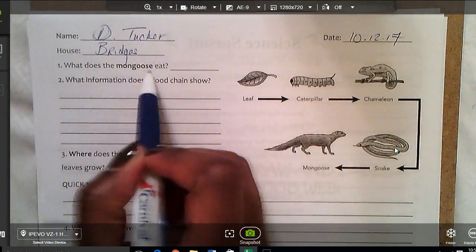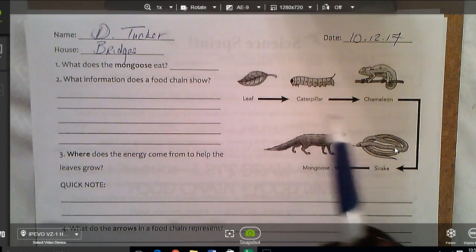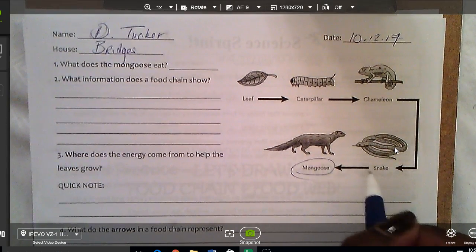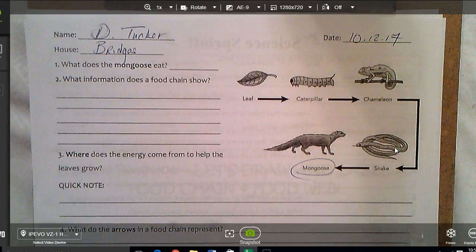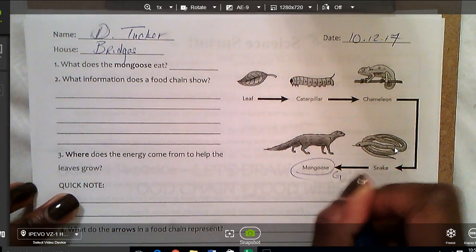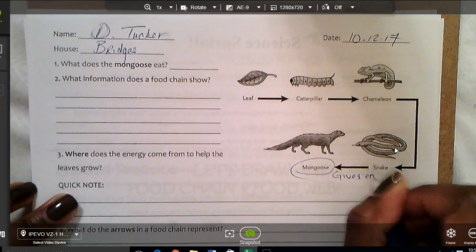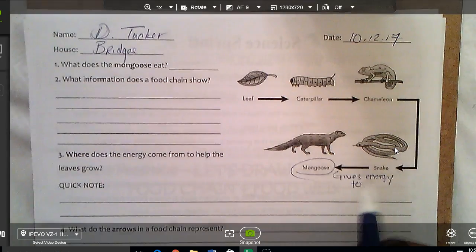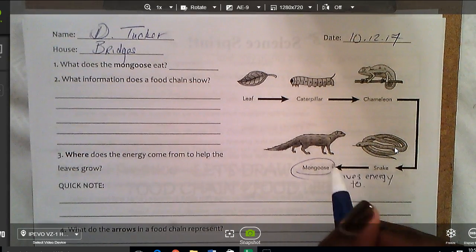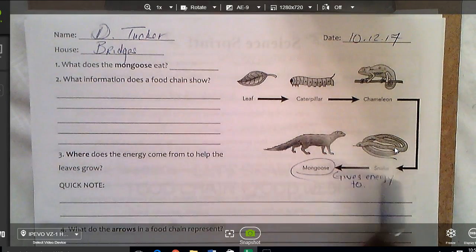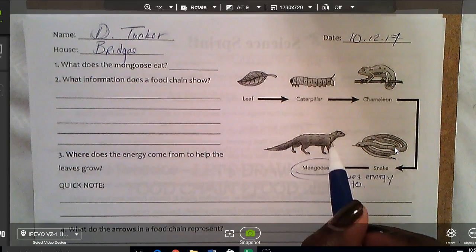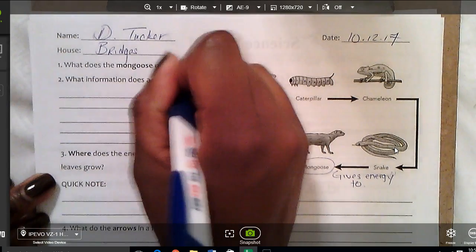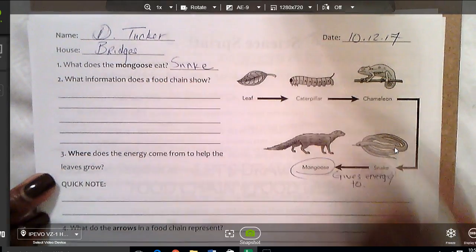Let's take a look at number 1. It says, what does the mongoose eat? If we look at our food chain, I'm going to find the mongoose. Here it is. I see that there's an arrow going to the mongoose. This arrow means gives energy to. Make your paper look like mine, so make sure you write those notes down. So what this question is asking here is what organism is actually giving energy to the mongoose? If we look next door, we see it as the snake. Go ahead and write snake for number 1.